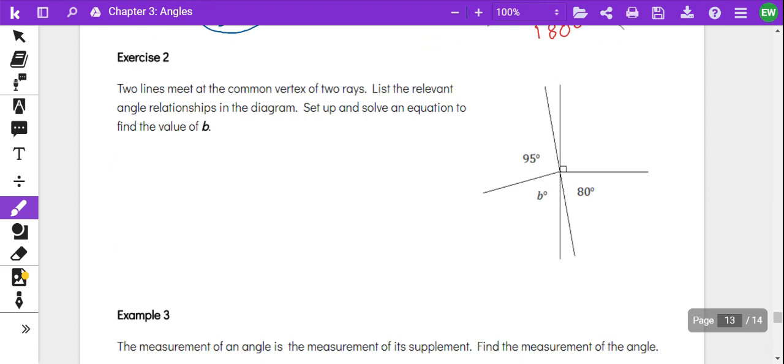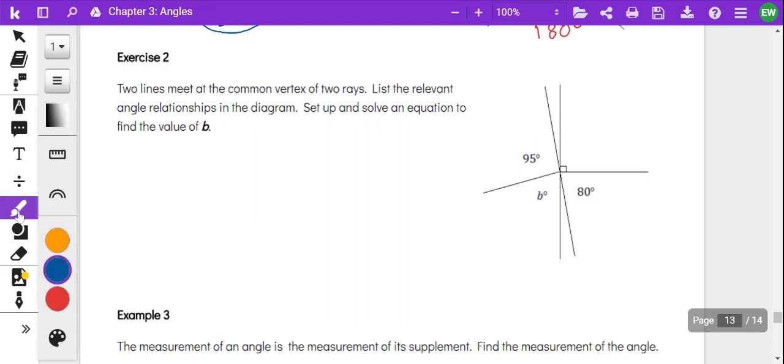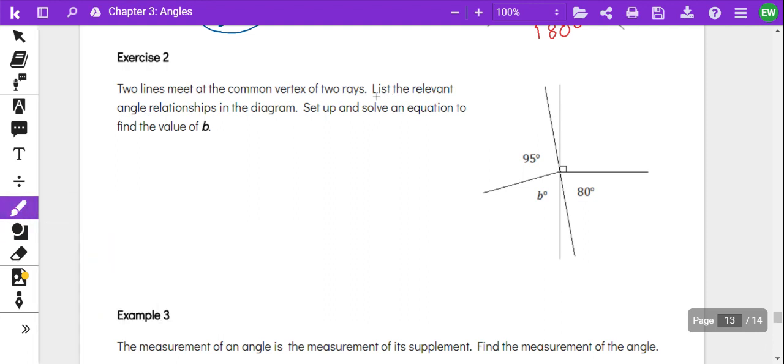Exercise 2. We have to list the relevant angle relationships, so we're going to go in and do that together. But this is another one that I want you to do on your own. Here's the thing with this one, is that we only have 2 lines meeting. I want you to notice that that other line is not a line. This is actually 2 rays. So I'm going to highlight the rays in yellow. So that's a ray. So it does not go straight across. So B is not going to be 90.